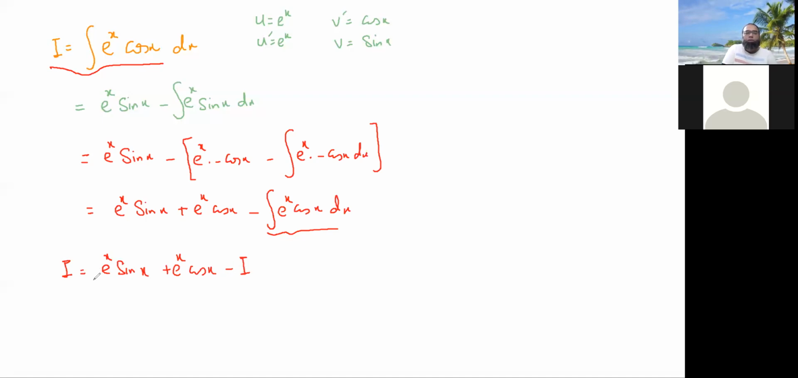So this minus I goes to the other side, so this is going to be 2I, and I can take e raised to x common. This is just a simplification. You can do it, and if you don't want to, don't do that. So this is going to be I is equal to half e raised to power x times sine x plus cos x, and at this stage you can write your plus c.